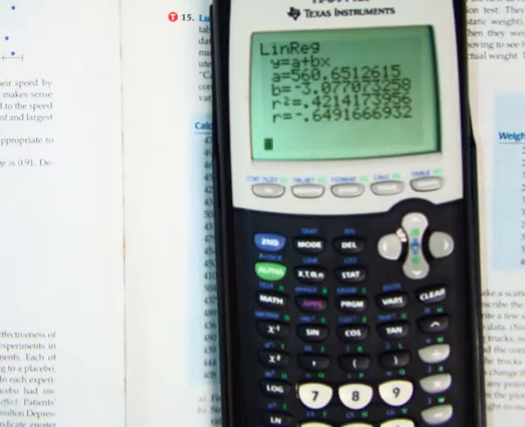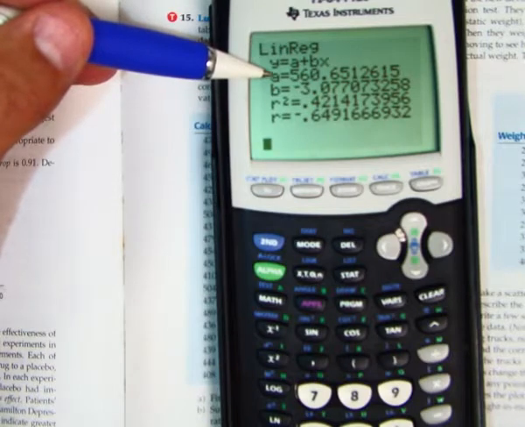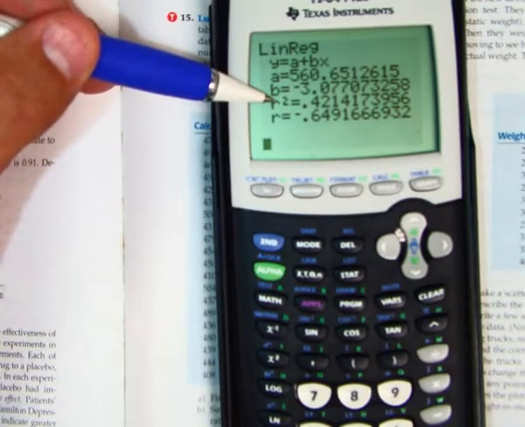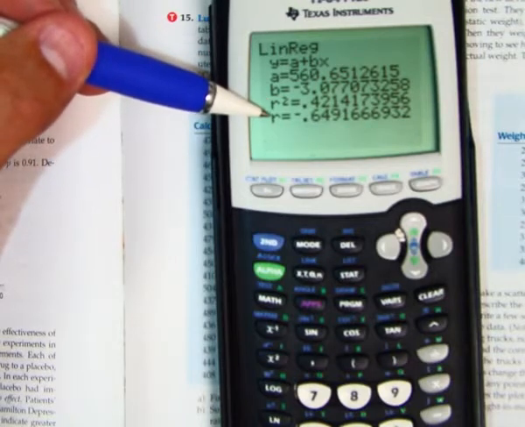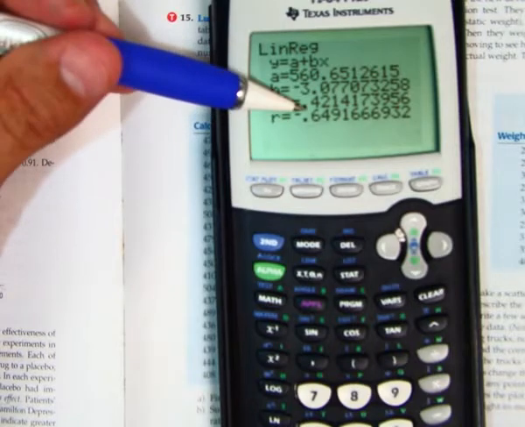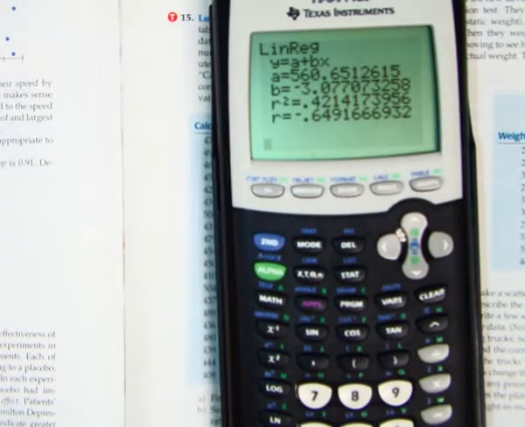So I'm going to push enter, and what it gave me is A is the y-intercept and B is the slope. R squared we'll talk about, but that's about the percent of variation that this least squares regression line explains, and R is the correlation. As we saw in the scatter plot, we have a negative correlation, and it's not really close to -1. It's about -0.65, which means it's moderate. It's not weak, it's not strongest, but it's moderate. So our correlation is -0.65.